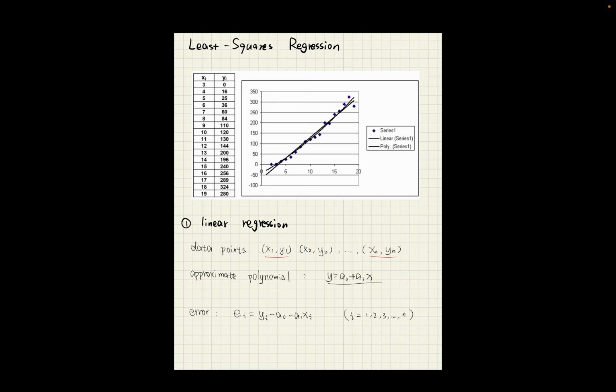The error is the actual value yi. i is from 1 all the way to n. So for example, e1 equals y1, which is the actual value, minus the approximated value, which is a0 plus a1 x1, as you can see here. And of course e2 is y2 minus a0 minus a1 x2. So that's the meaning of this equation. This is the error, quite easy to understand.